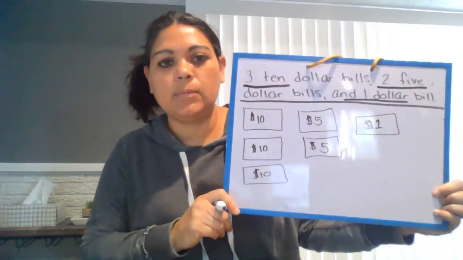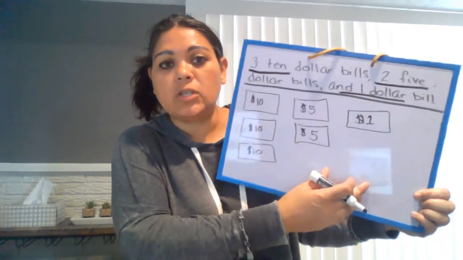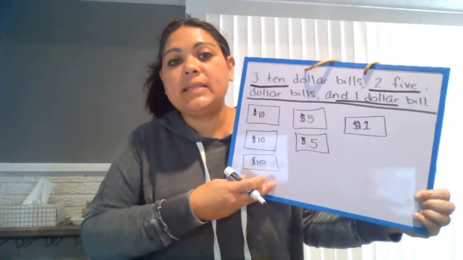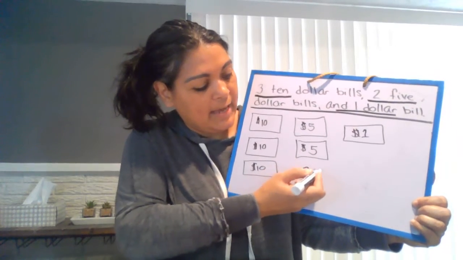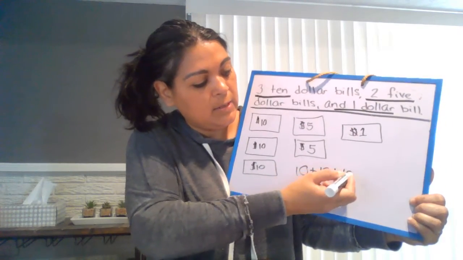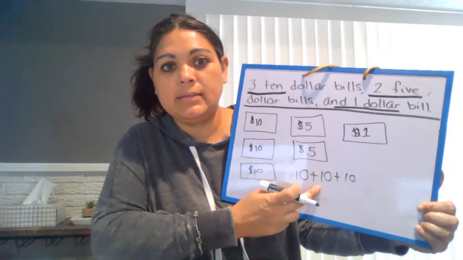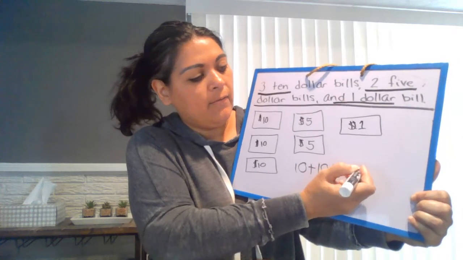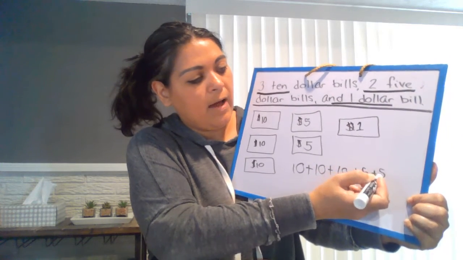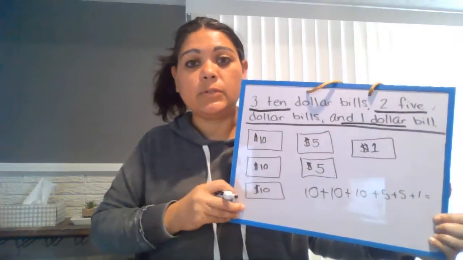Okay, and I always put the dollar sign, whatever symbol I'm using, so I know what I'm solving for, whether it's dollar or cents. So now we simply just add these together. I have 3 10s. So if I were writing it in expanded form, I would say 10, 10, and 10, or an equation. Then I would add 5, and 5, and 1. And then I want to see what that equals.